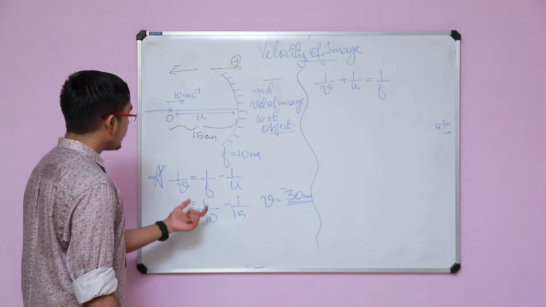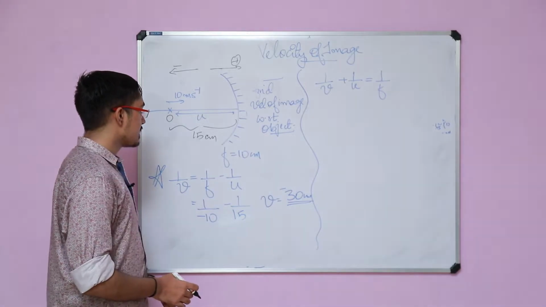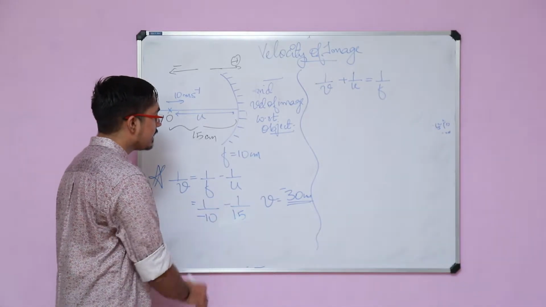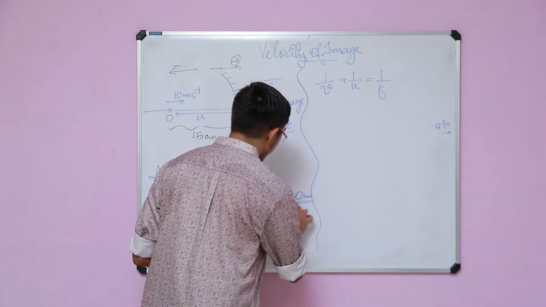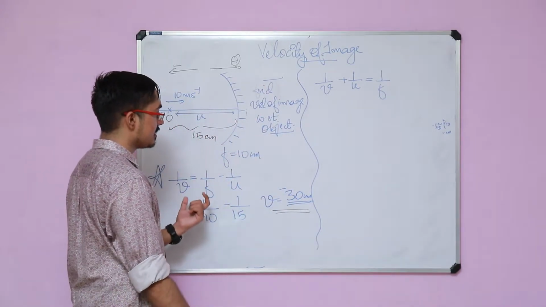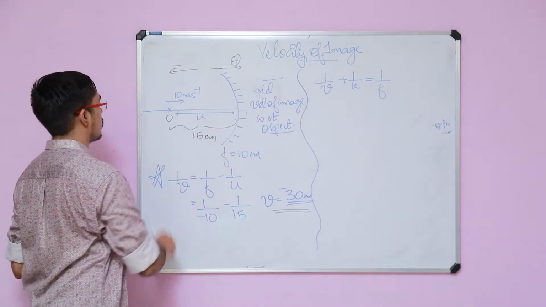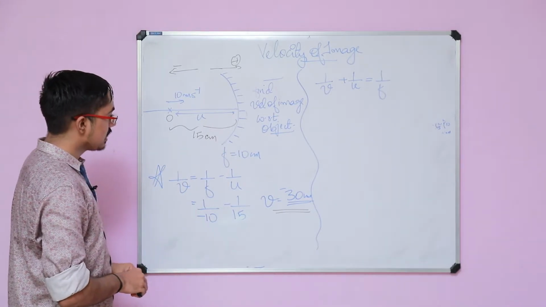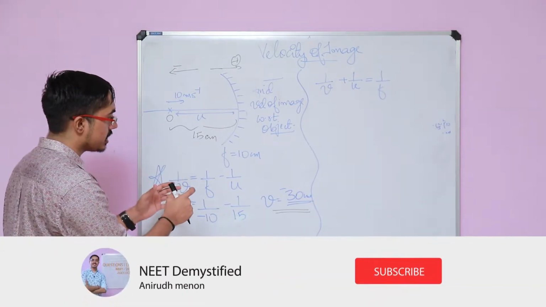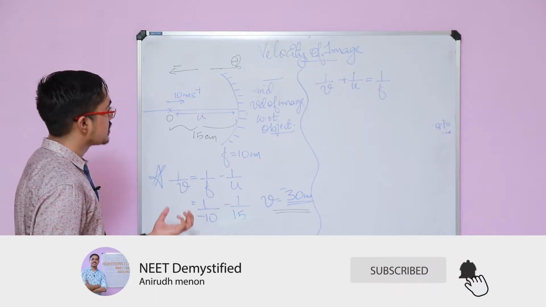And also the focal length of this particular mirror is 10 centimeter, and if you solve that, you will get the position of the image as minus 30 centimeter. That means it is beyond the object as such. So, that is the position of image.